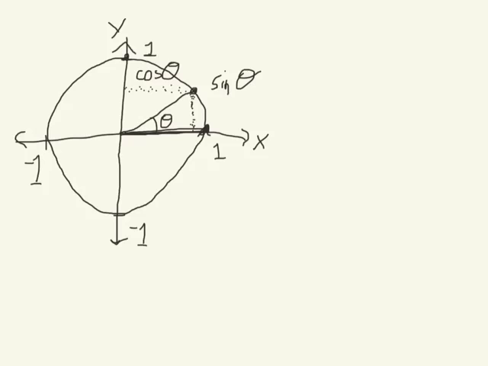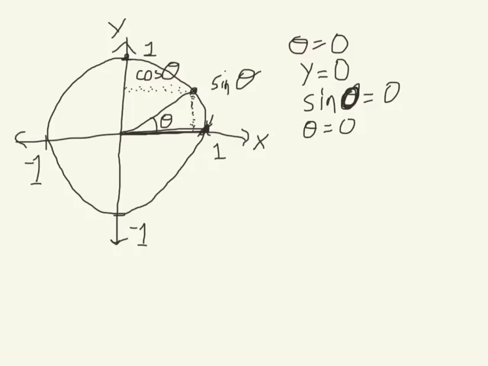So theta is 0. We know then that at this point the y value is 0. So theta is 0, y is 0, and therefore sine theta, or sine 0, equals 0. And the x value at this point, well, it comes all the way out to 1. So when theta equals 0, x equals 1, we can say that cosine of 0 is 1.